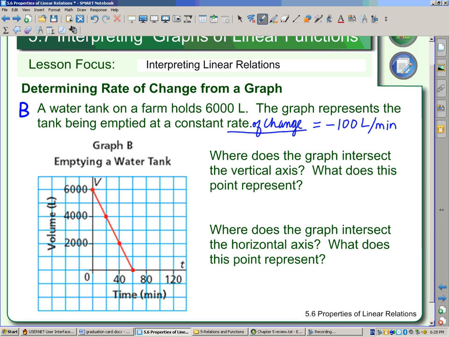Question, where does the graph intersect the vertical axis? All right, so let's look at where our vertical axis is. Vertical axis, my y-axis. Where does it intersect? It intersects here at 6,000. What does this point represent? We look back at the word problem. It represents my initial amount.